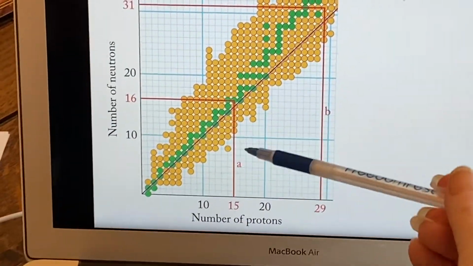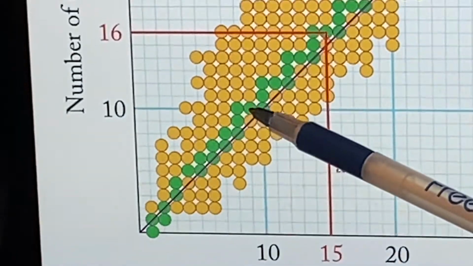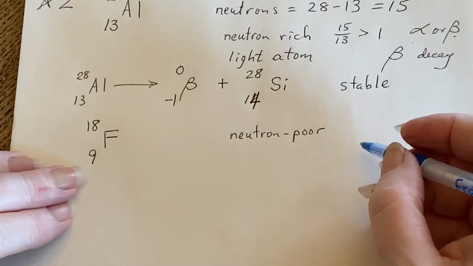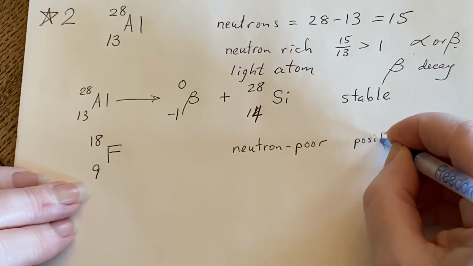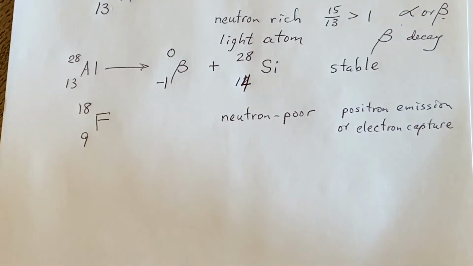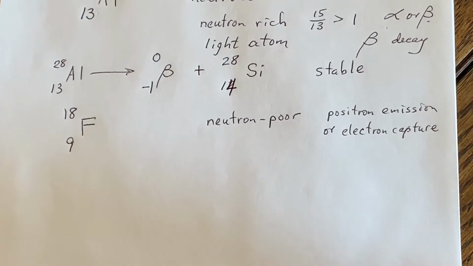But if I actually go to the chart, I find out if I go to 9 and 9, I'm below the stable one. So this is actually neutron poor. Then I'm going to be thinking about either positron emission or electron capture. I don't have a real good feeling for which one that should be. So I'm just going to go ahead and do both of them.